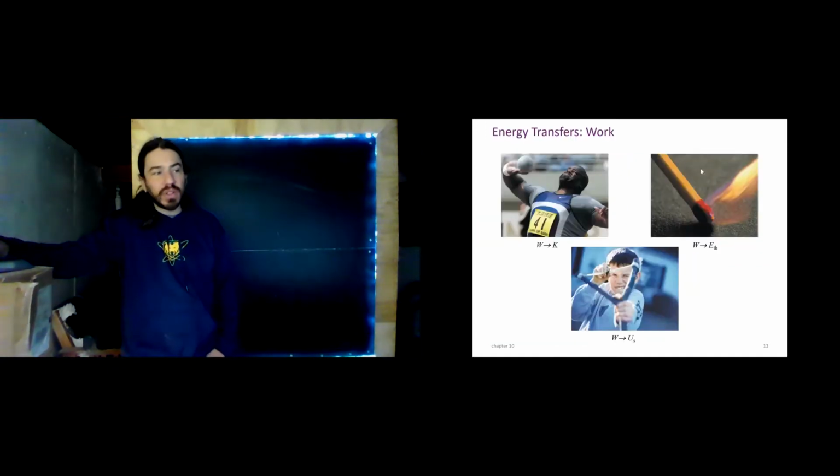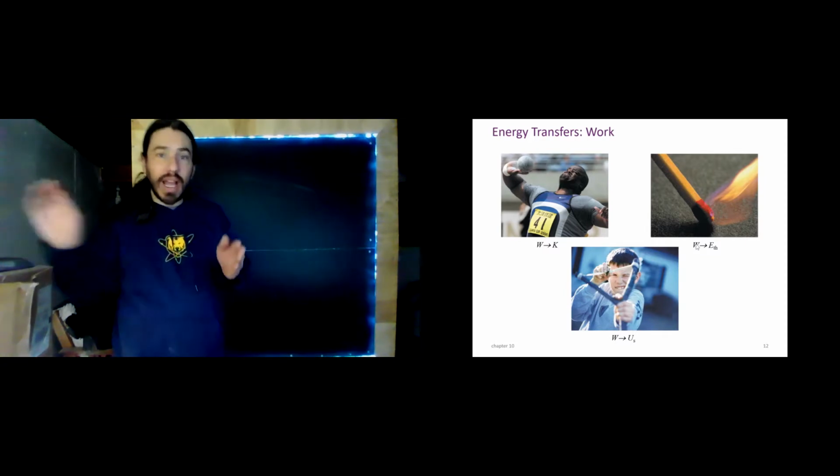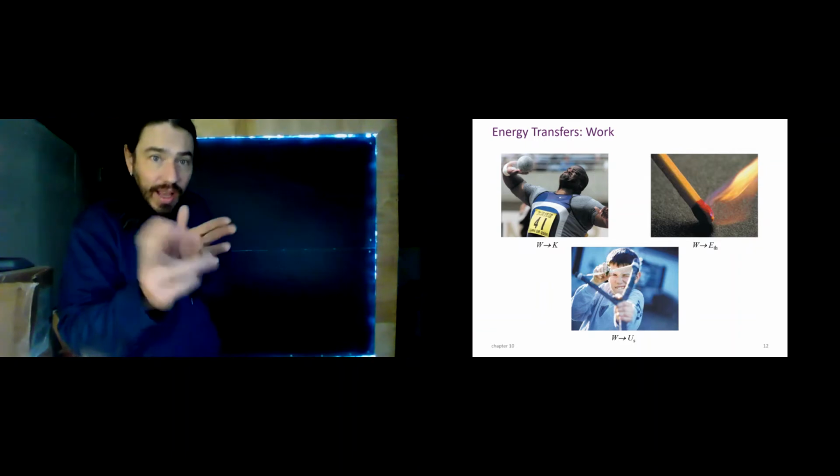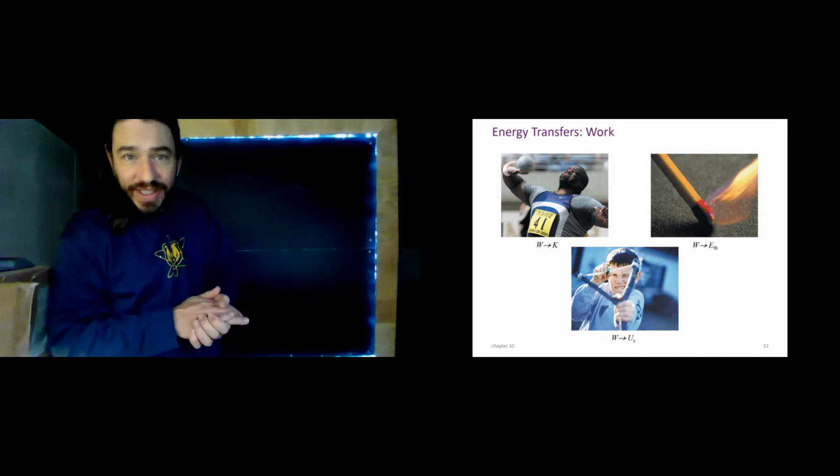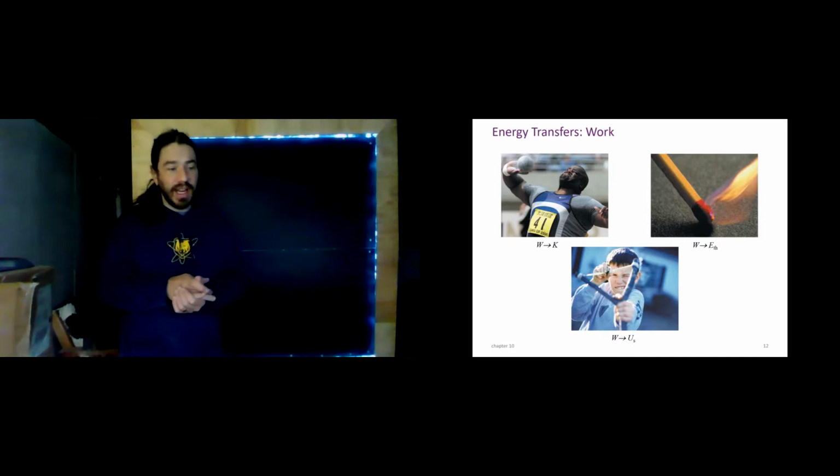So here are some examples of energy transfers by work. Here, this athlete is doing work on the shot put in order to give it some kinetic energy. So if the system is the shot put, then this gentleman is increasing the energy of the system by doing work on it. Here, if my system is the match and the surface that it is next to, then by doing work on it, by applying a force to that match, I am increasing its thermal energy, causing it to be hot enough that that orange stuff on the end of the match spontaneously ignites.